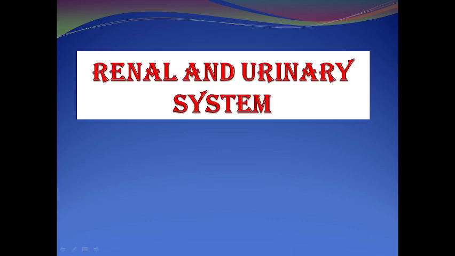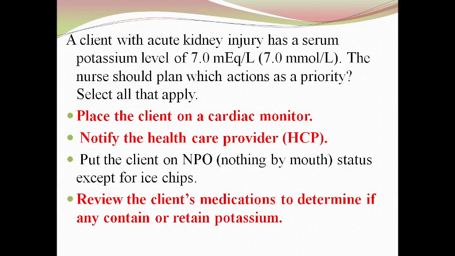Today we are going to see about the renal and urinary system. Question number 1. A client with acute kidney injury has a serum potassium level of 7 milliequivalents per liter. It means 7 millimoles per liter. So the patient is having hyperkalemia. The nurse should plan which actions as a priority?